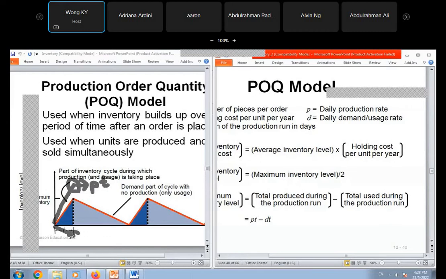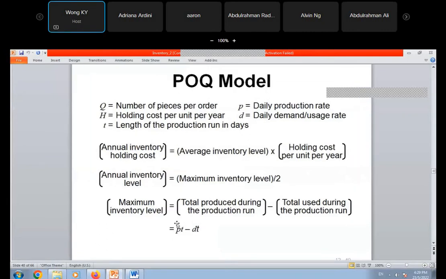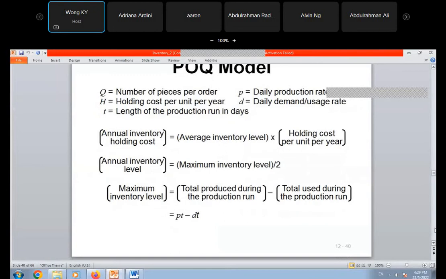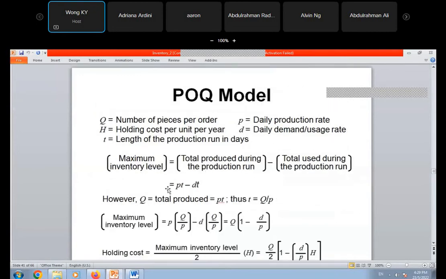And what is the value of this point here? It's the usage rate, which is the slope of this line, which is D. So the value is D times T. If we use this point minus this point, we will get this point. Therefore, the maximum inventory level is just the point above minus the point below, which is PT minus DT. This is how we get this. Maximum inventory level is PT minus DT.